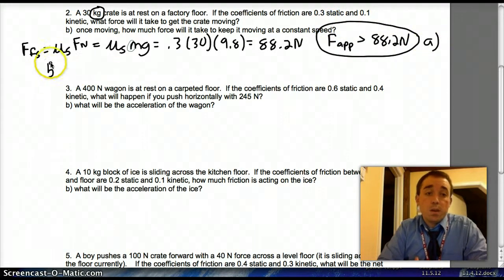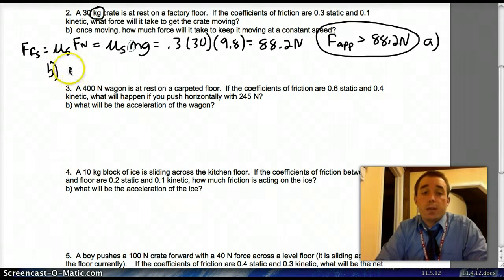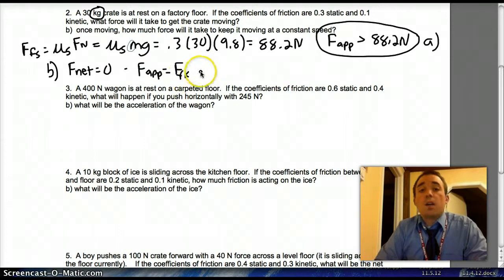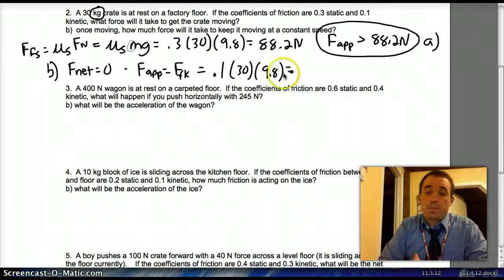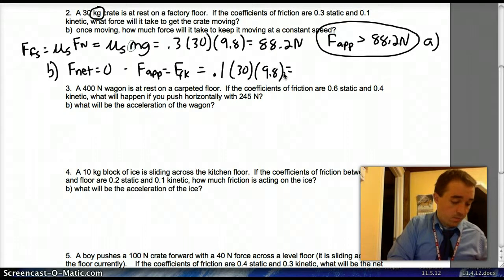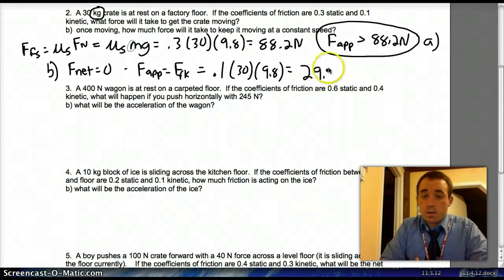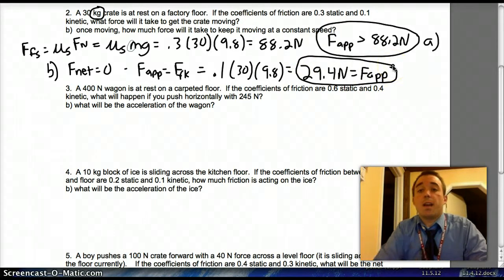Part B is asking, once it is moving, what force do I have to keep it moving at constant speed? Well, at constant speed, my F net is 0, which means that my force applied has to equal my force of kinetic friction, because it's moving. My force of kinetic friction is the coefficient of kinetic friction, mu k, times 30 times 9.8. 0.1 times 30 times 9.8 is 29.4. So to keep it moving at a constant speed, my applied force has to match the kinetic friction force, and that would be 29.4 newtons.